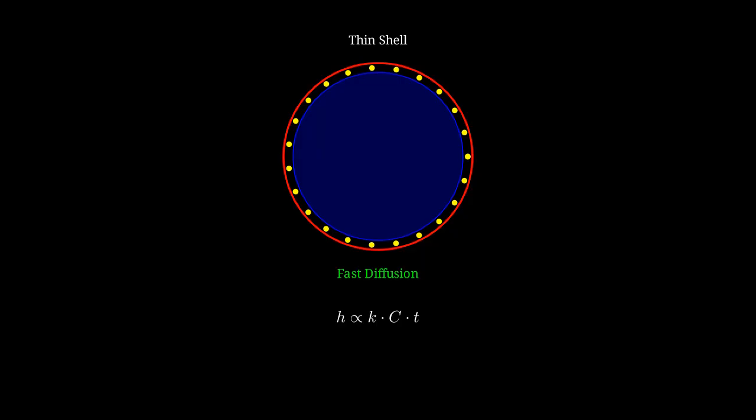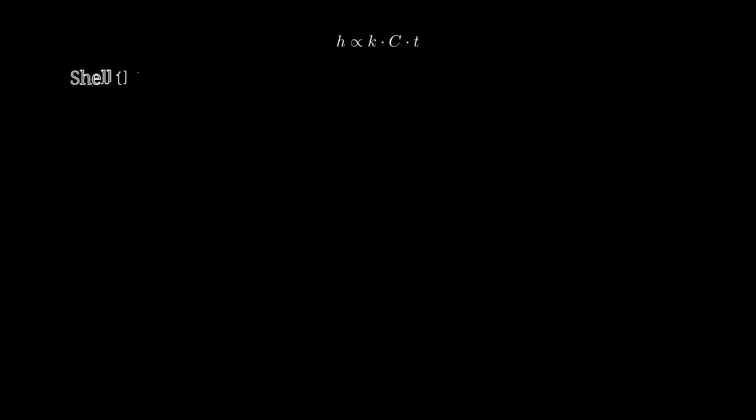The shell thickness is proportional to K times C times T, where the growth rate is directly determined by the reaction rate constant. Linear growth means that doubling the time exactly doubles the shell thickness. This is fundamentally different from the square root dependence in diffusion control.